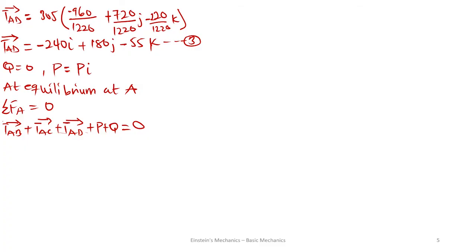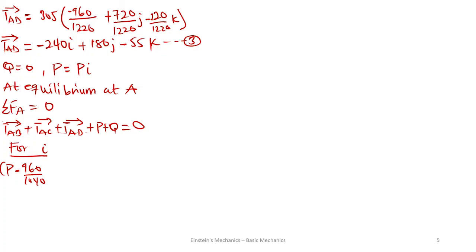For all the equations, I'm going to group like terms, because for each part there is I, J, and K. For the I part, I'm going to group them. Since P is in the I direction, we get P in the I, and from equation 1, we also have a negative 960 for the I.